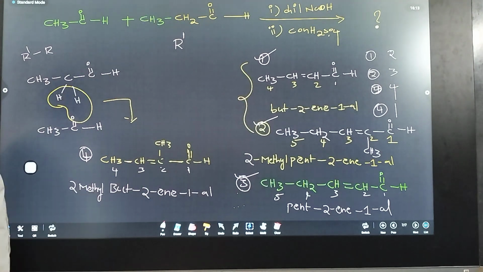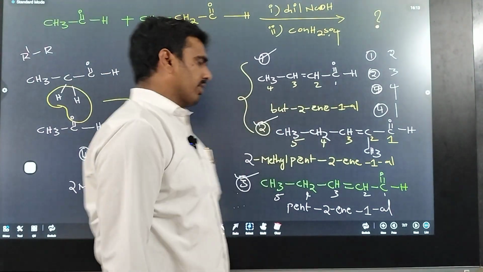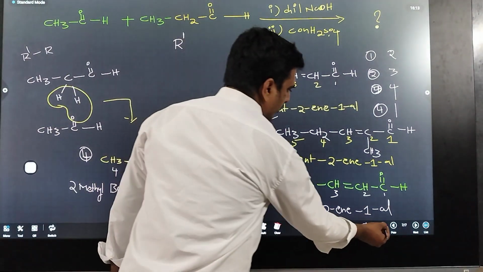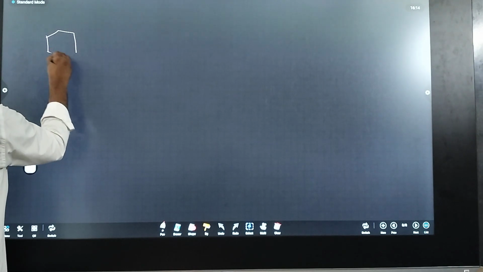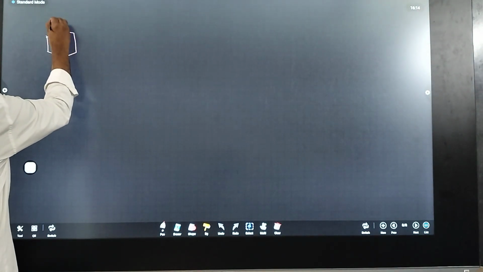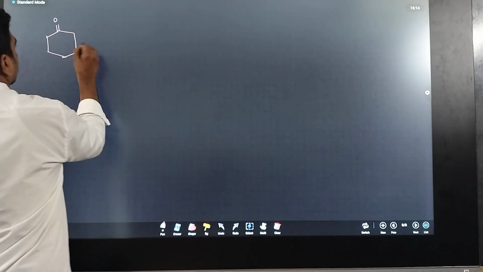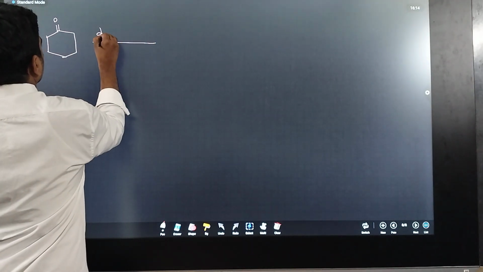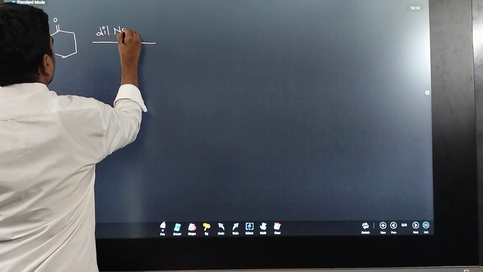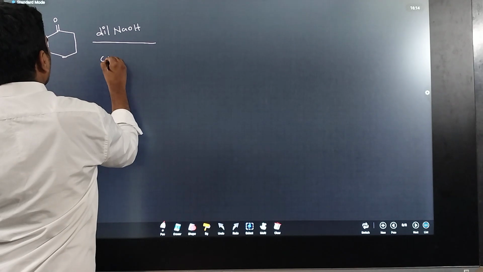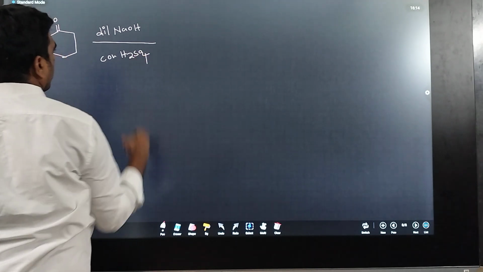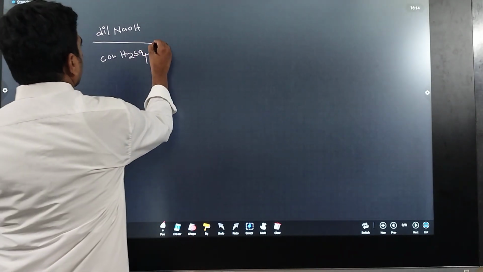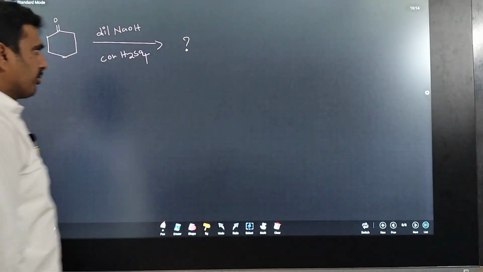Okay, so how many products are possible? The 4 products are possible. So then, one more question. Dilute NaOH and concentrated H2SO4. So we get which of the following product is obtained?